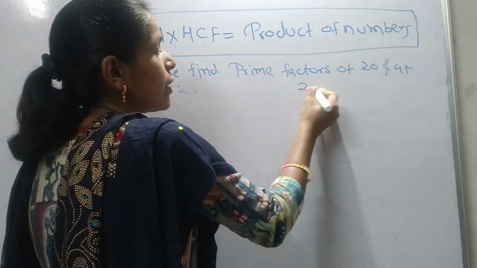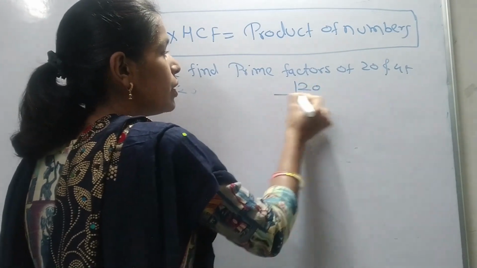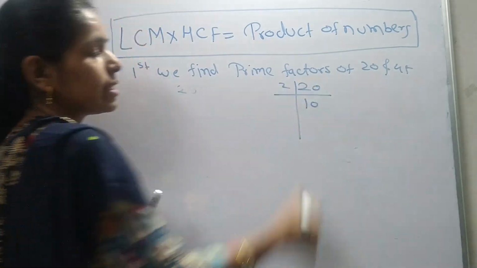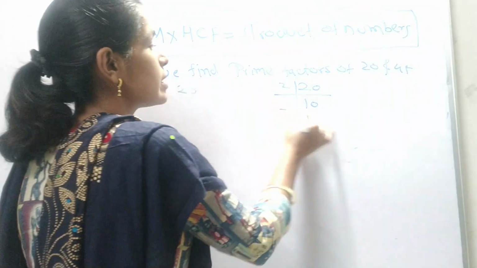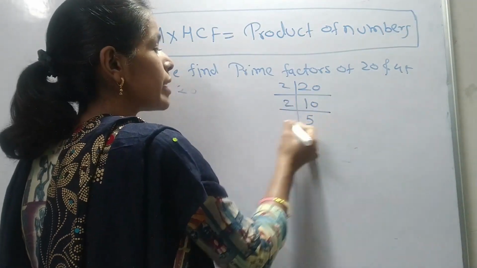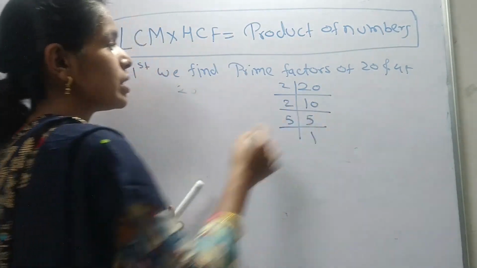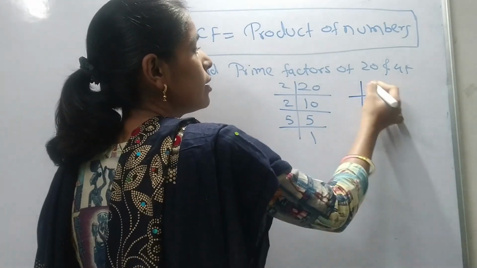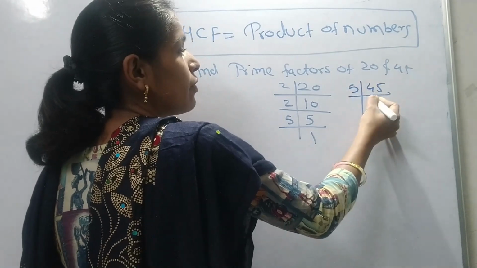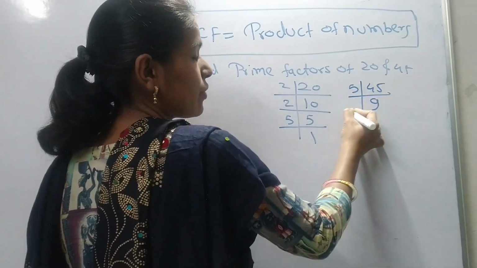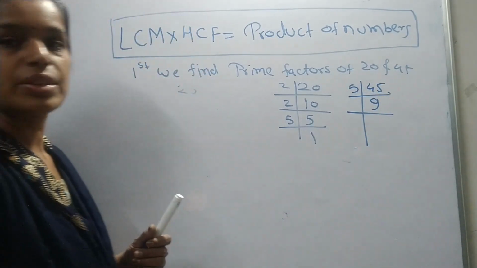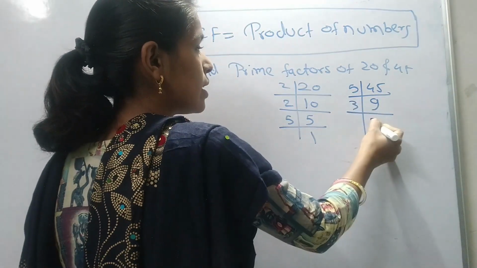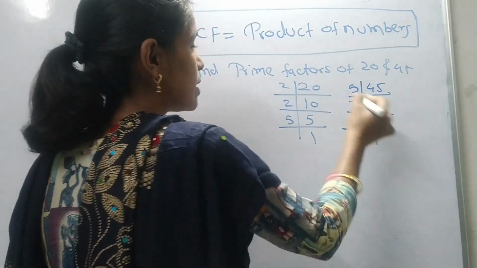So what are the prime factors of 20? We know that 2 tens are 20. Then this 10 is divisible by 2. 2 fives are 10, and 5 ones are 5. And the prime factors of 45: we know that 5 nines are 45. This 9 is divisible by 3. So 3 threes are 9, and 3 ones are 3.